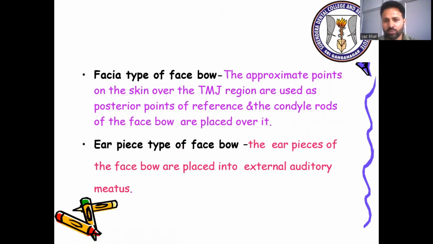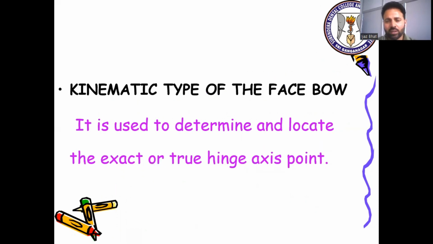In the facia type of face bow, approximate points on the skin over the TMJ region are used as posterior points of reference, and the condyle rods of the face bow are placed over them. In the earpiece type of face bow, the earpieces are placed into the external auditory meatus. Now, the kinematic face bow is used to determine and locate the exact or true hinge axis point.